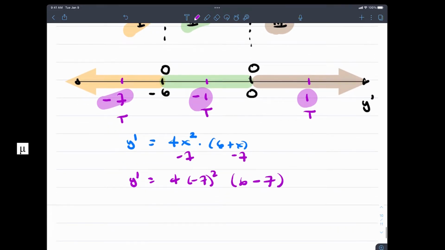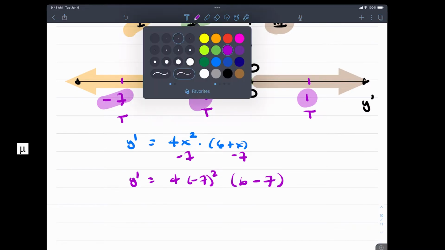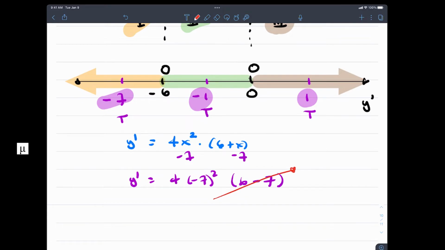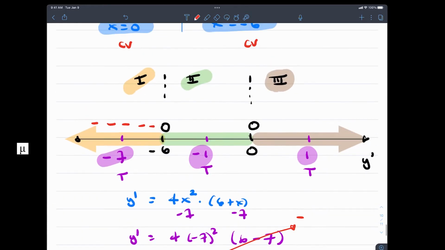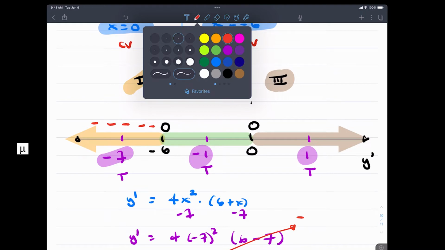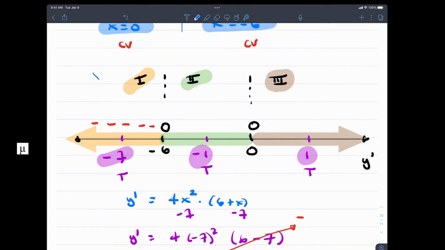4 times -7 squared, 6 minus 7. Do you guys know a little secret here? I don't even care what the answer is, okay? All I care about is the sign, all right? So I know -7 squared will give me a positive number. I don't even know what that is. I don't care. But 6 minus 7 is negative. Is that right? So here's my point. Region 1 is what? Negative. And if it's negative, we have a what? Decreasing slope.